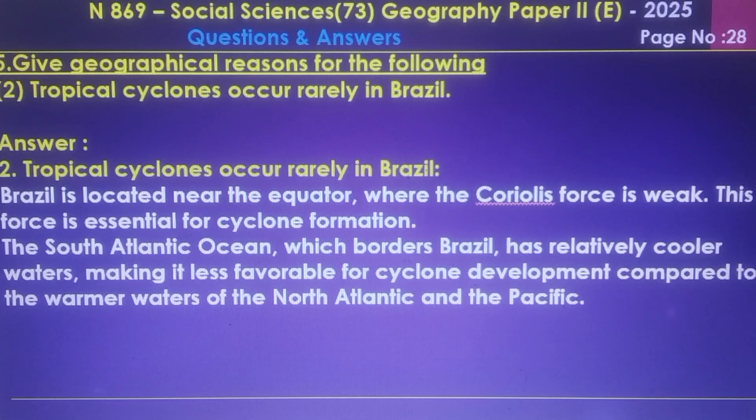The second question: tropical cyclones occur rarely in Brazil. The answer to this question is Brazil is located near the equator where the Coriolis force is weak. The force is essential for cyclone formation. The South Atlantic Ocean, which borders Brazil, has relatively cooler waters, making it less favorable for cyclone development compared to the warmer waters of the North Atlantic and Pacific.